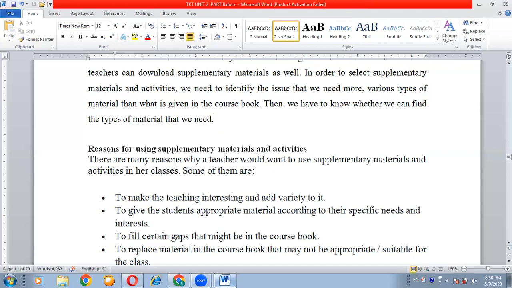Just think you are doing a 2-hour class, and you have course book materials for only 1 hour. So what are you going to do the next hour? To fill that gap, you can use the supplementary materials in the classroom.